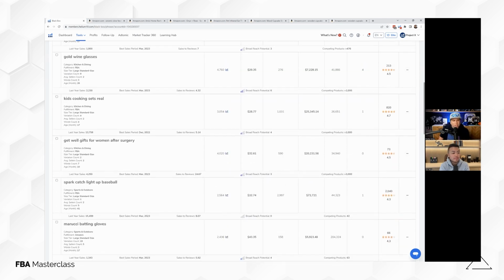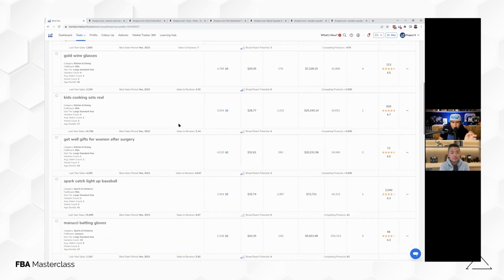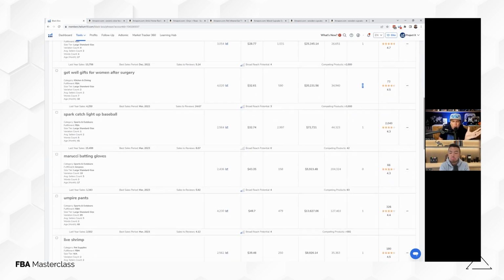Look at this. Here's another keyword that has crazy buyer intent: get well gifts for women after surgery. Wow. If somebody's typing that keyword in, they're going to buy something, guys. There is not one person on the entire page that has that keyword in their listing, but there are people doing some revenue here.